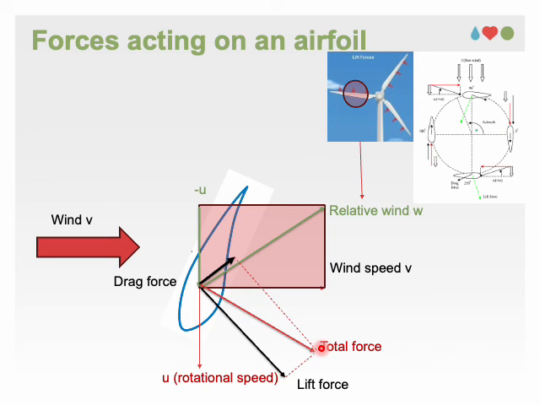By the projection of the total force on the rotational axis, we obtain torque force that actually causing the rotation. The component of the total force on the wind speed direction is called thrust force that causing bending of blades towards the tower.